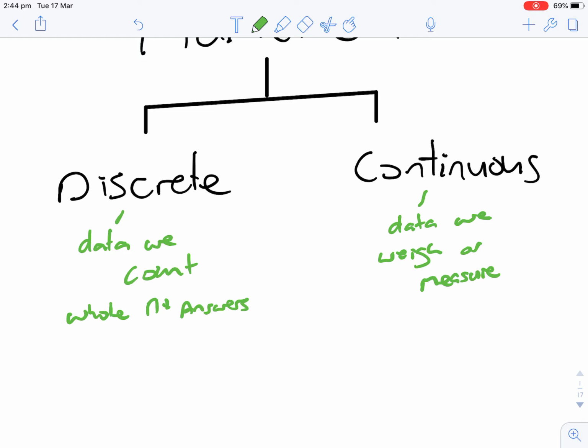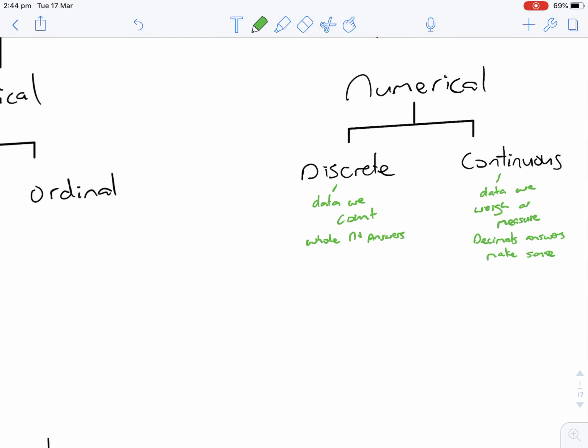Continuous data, it makes sense to have decimals. So in that context, the decimals actually make kind of sense. So if I was weighing something in kilograms and I have decimals, then those decimals actually mean that they're grams. So the main thing is decimal answers make sense. So when you're categorising data, that's going to be what you're going to do.